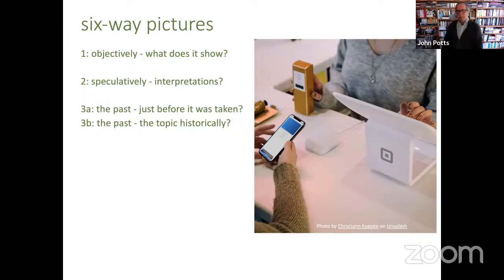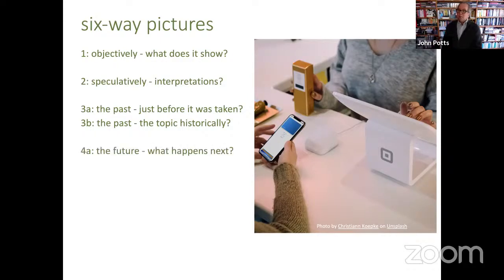So in the past, people bought things in different ways. They used cash a lot more. They used the barter system. But nowadays, many people, not everybody, use some kind of mobile transaction. Good. So that's 3A and 3B. What happened just before the picture was taken, a minute or so before, and in the past? How were things bought in the past?